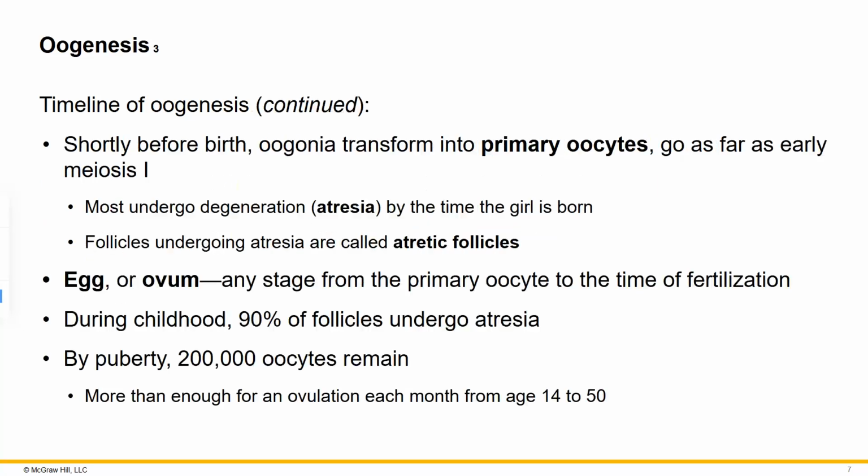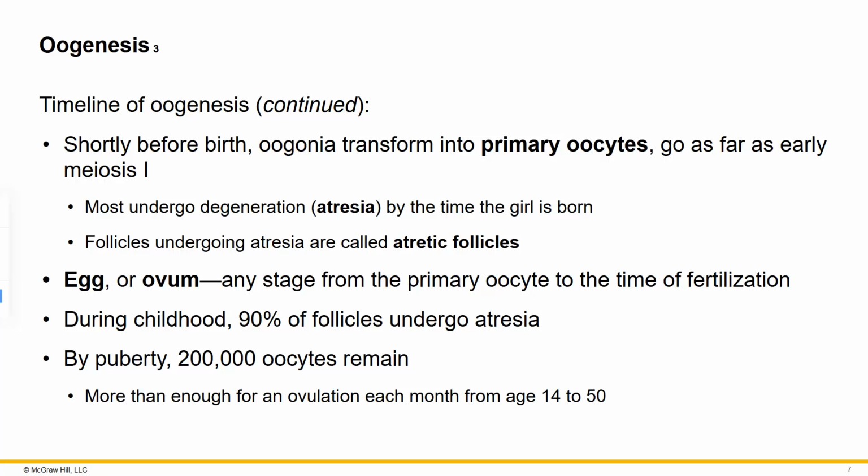Shortly after birth, oogonia transform into primary oocytes, and they go as far as early meiosis 1. So when we talk about the stages of meiosis, hopefully you had a chance to review that supplementary video already, but we go through prophase 1, metaphase 1, anaphase 1, telophase 1, followed by prophase 2, metaphase 2, anaphase 2, telophase 2. So these pre-eggs, called primary oocytes, stop their division cycle as early as meiosis 1.